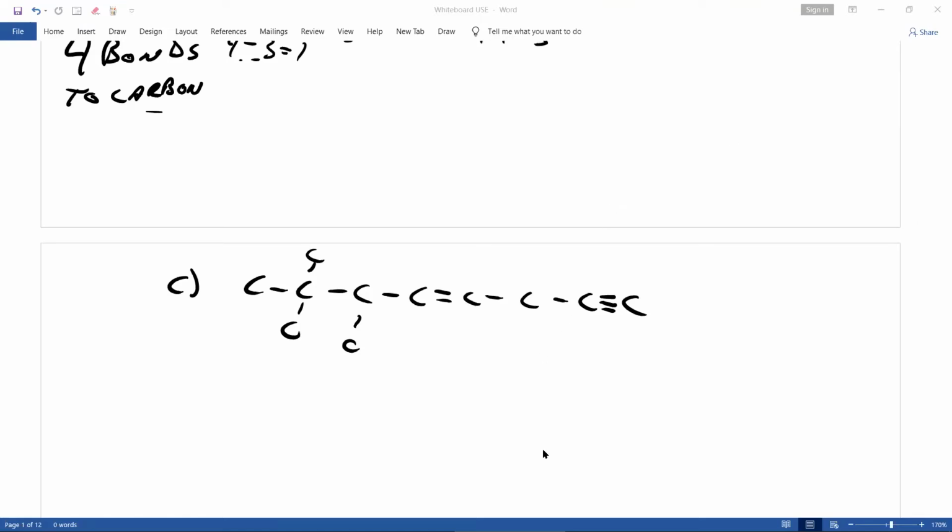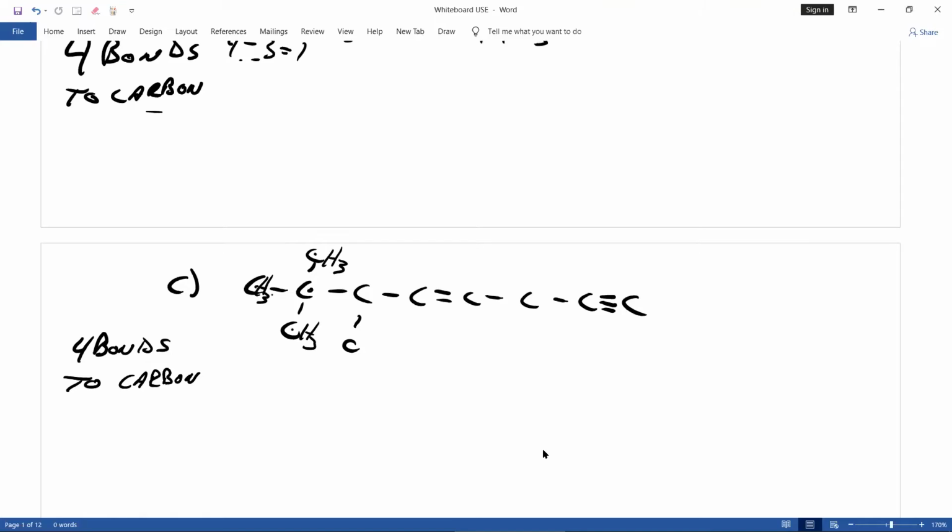All right, let's do this. Remember, there are always 4 bonds to carbon. And if we look at this carbon, there's 1 bond, 4 minus 1 is 3. And you make up the last 3 by putting hydrogens. Same thing here and here. 1 bond, 4 minus 1 is 3.